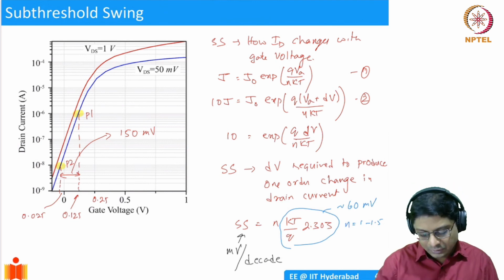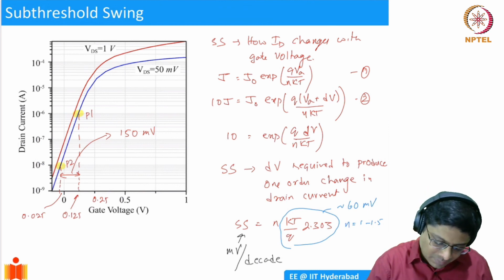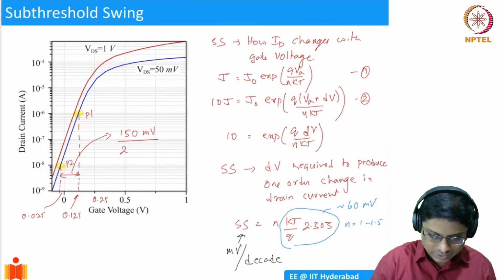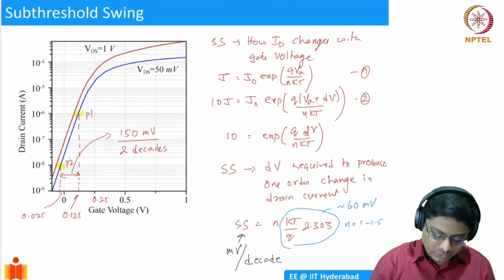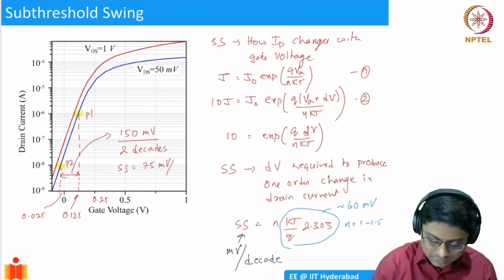And then I'm trying to find the corresponding change in the gate voltage. So the gate voltage change is 150 millivolts, divided by 2 orders, right? 2 decades, I'll say. So your subthreshold swing, SS, is going to be 75 millivolts per decade.